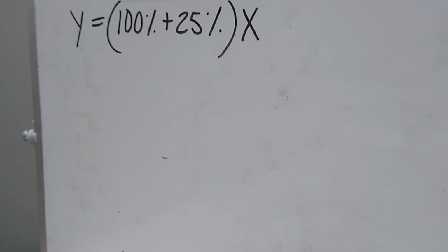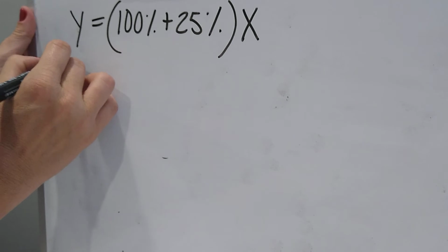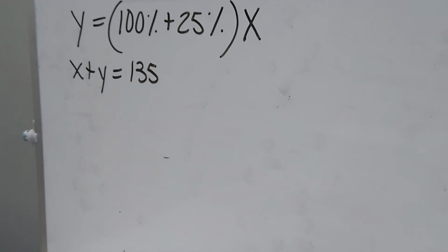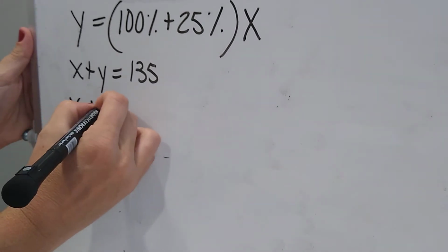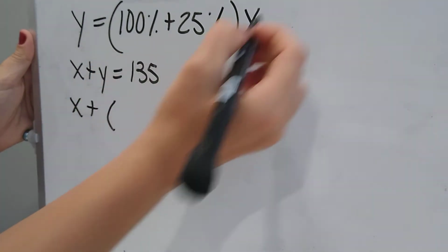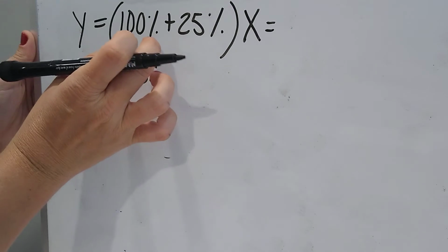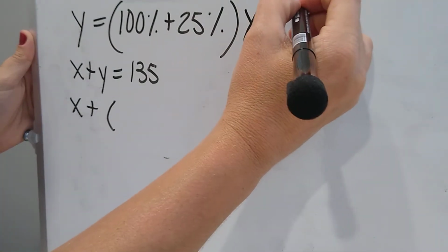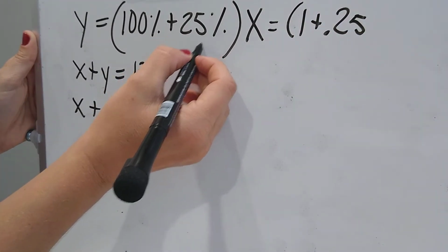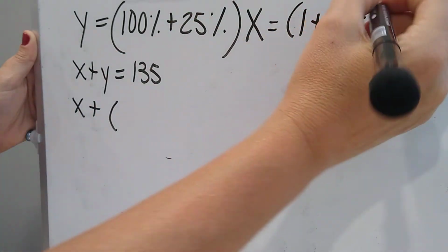The sum of the numbers, okay, so now the sum of our numbers, so x plus y is 135. What are the two numbers? So what we can do, I have y already solved for here. So I'm going to plug this in for y. So x plus, and actually we can simplify this down more. What it would become is, I'm going to change this percentage into a decimal. So it's going to be 1 plus 0.25, because remember, we move the decimal place over 2 times to the left when we go from a percentage to a decimal.